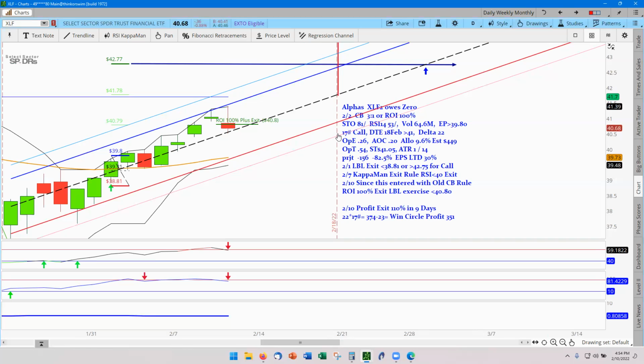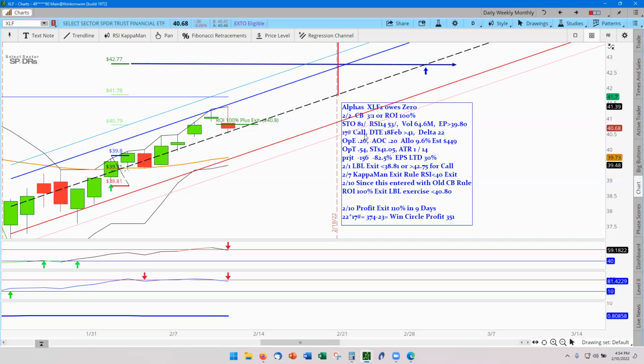Going over the data, this was a channel breakout. That is, the price broke above my inner line. It didn't owe us any money, so this is a pure profit. So this is a one circle profit. The stochastic was running at 81, RSI 14 was running at 53, and it was based on 60.6 million in volume, and our entry was 39.80.